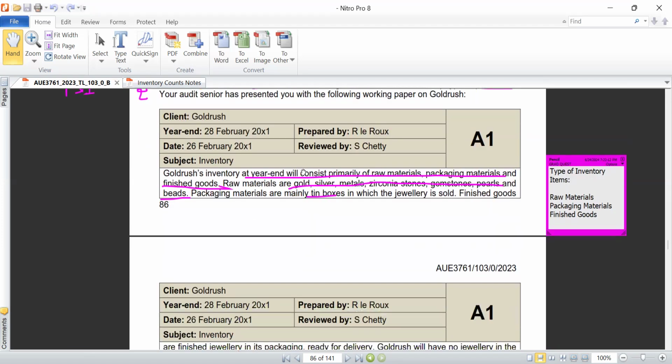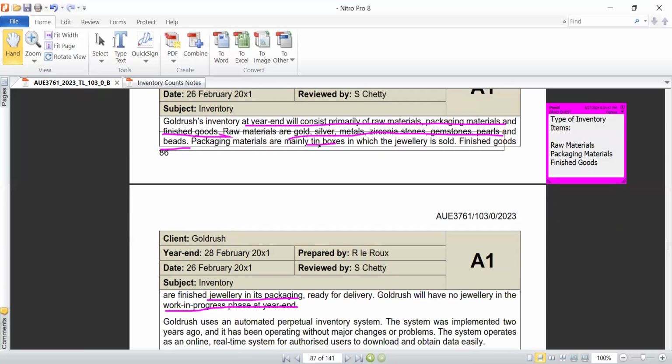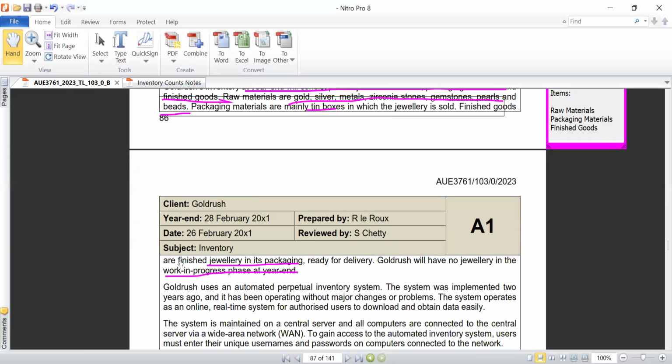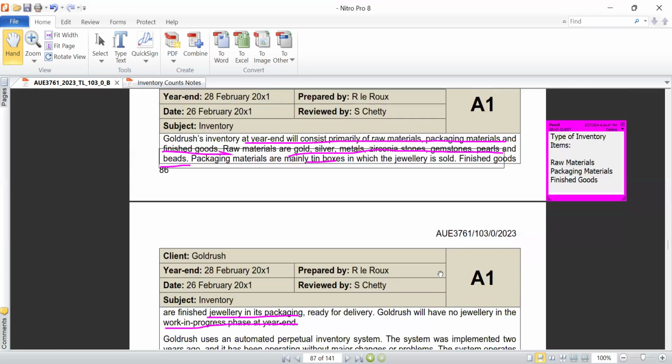Gold Rush's inventory at year end will consist primarily of raw materials, packaging materials, and finished goods. Raw materials are gold, silver, metals, zirconia stones, some special stones, gemstones, pearls, and beads. That's what you would find under the umbrella of raw materials. Packaging materials are mainly tin boxes in which the jewelry is sold. And finished goods here would refer to finished jewelry in its packaging, ready for delivery. Gold Rush will have no jewelry in the work in progress phase at year end. Very important to take note of that.